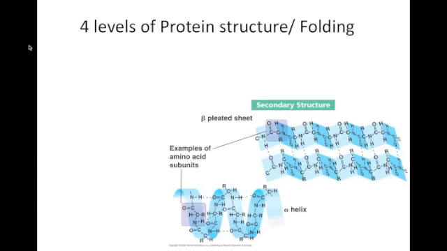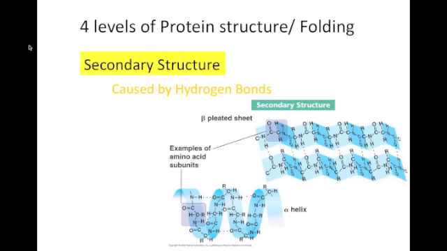The second level of protein folding or structure is the secondary level. This is caused by hydrogen bonds, and if you remember from before, hydrogen bonds are very weak bonds. However, if you have them in a large number, they can maintain a pretty good structure. These hydrogen bonds are actually going to make 2 shapes at the secondary level. The first one is what we call an alpha helix, and this is just a clockwise coil, like a corkscrew, caused by hydrogen bonds between every 4 amino acids.